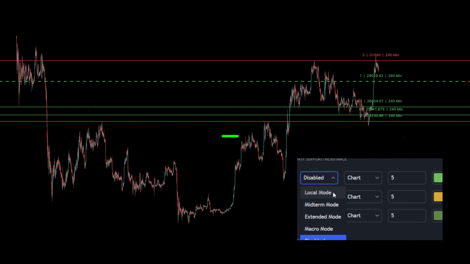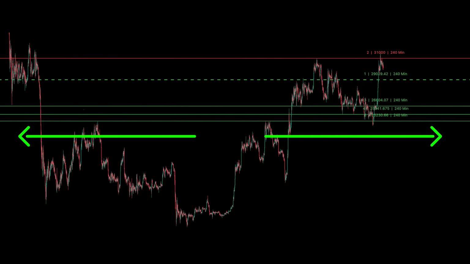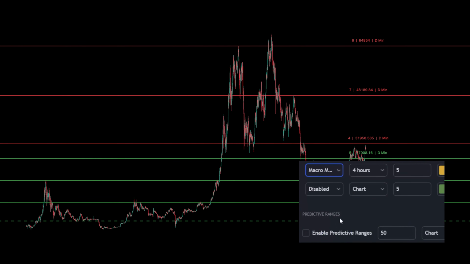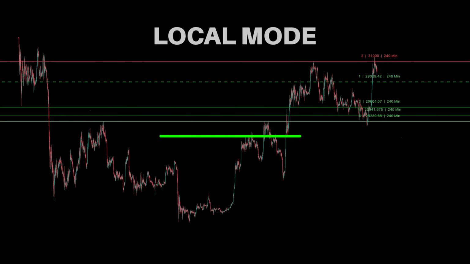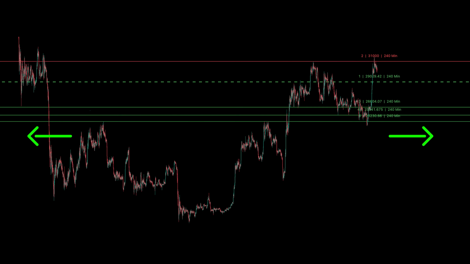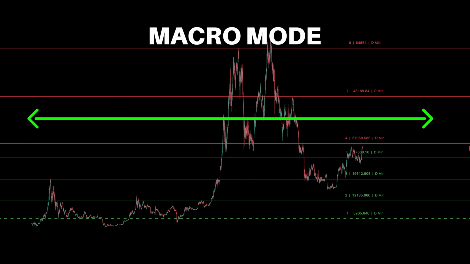The first dropdown will determine the range in which the algorithm is looking for supports and resistances. Local mode is the shortest range, and macro is the biggest, encompassing the entirety of the chart since the very beginning. Macro mode is great for finding those long-term, very reliable supports and resistances. But keep in mind, they are less actionable since they will be much more sparsely populated than if you were to use local mode, for example.